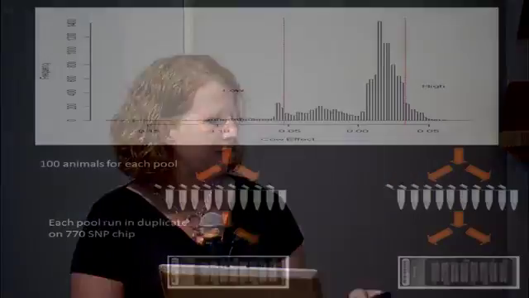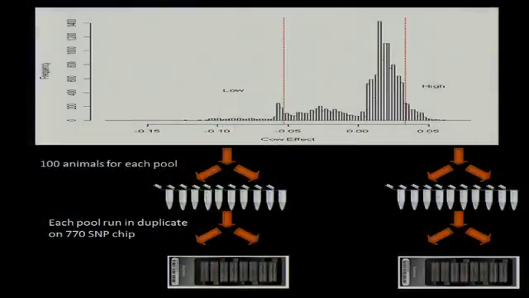This is just an example of what we did. This is for the MARC population, where we had low reproductive animals and high reproductive animals, so those were our two extremes. We selected 1,000 low and 1,000 high animals and pooled 100 of those into an individual pool. So we had 10 pools for the low and 10 pools for the high, and then genotyped these on the 770 chip.